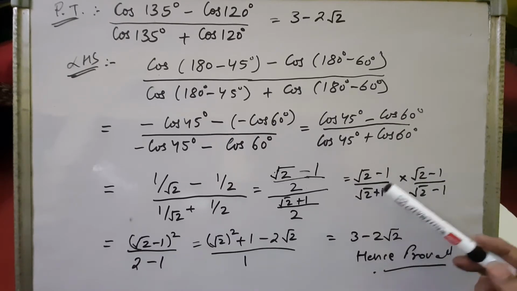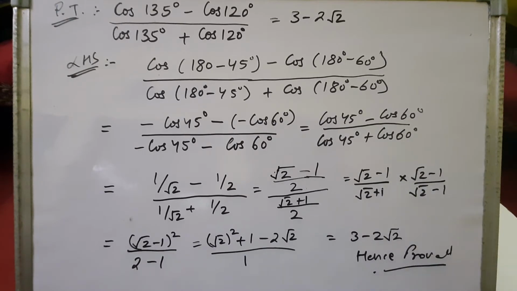So root 2 minus 1 into root 2 minus 1, it will be (root 2 minus 1) whole square, upon (a plus b)(a minus b), a square minus b square. It will be 2 minus 1. 2 minus 1 is 1. So when we expand the square of this term, (root 2 minus 1) whole square, we'll get root 2 square plus 1 minus 2 root 2. Root 2 square is 2, plus 1 is 3. So what we'll get? 3 minus 2 root 2. That is the right hand side. So we have proved that left hand side is equal to right hand side. Right, children? Note down, please.